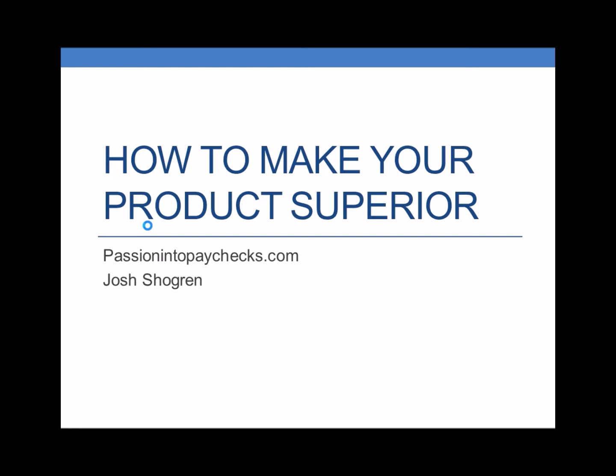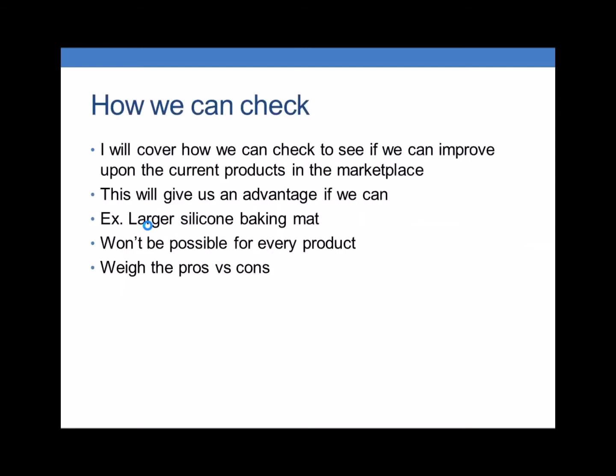So that's what we're going to be covering today. I'll show you some cool ways and methods that I've learned and used to really dig deep into each product and discover what is and what isn't working for the product, and use that information for our own benefit. Like I said, I'll cover how we can check if we can improve upon the current products in the marketplace. This will definitely give us an advantage if we can improve upon it.